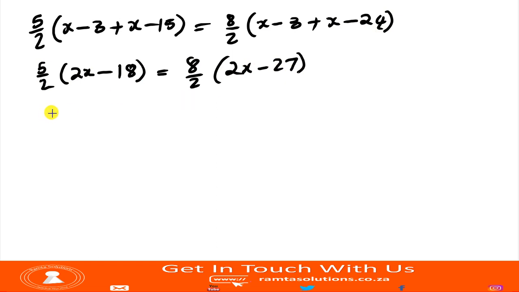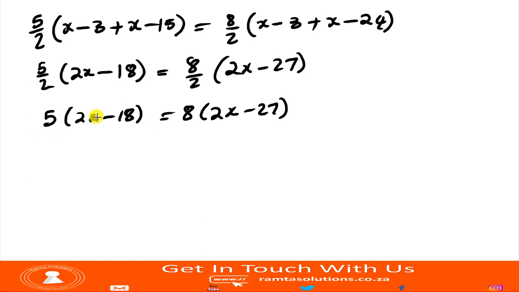Let me cancel out the denominators. So we will have 5 into 2x minus 18 is equal to 8 into 2x minus 27. 5 times 2x will be 10x. 5 times negative 18 will be negative 90. 8 times 2x will be 16x. 8 times 27 is 160 plus 56, it'll be negative 216.